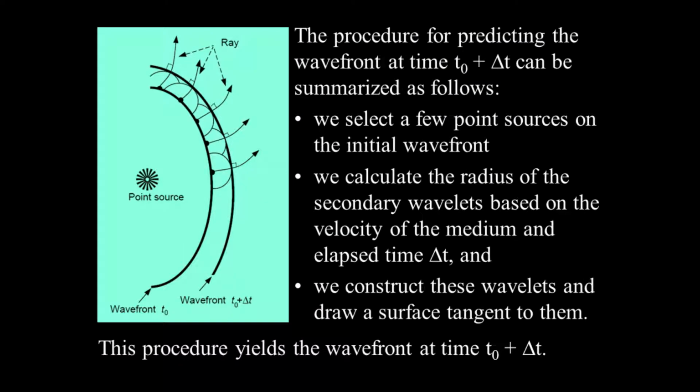The procedure for predicting the wavefront at time t0 plus delta t can be summarized as follows. We select a few point sources on the initial wavefront. We calculate the radius of the secondary wavelets based on the velocity of the medium and elapsed time delta t. And we construct these wavelets and draw a surface tangent to them. This procedure yields the wavefront at time t0 plus delta t.